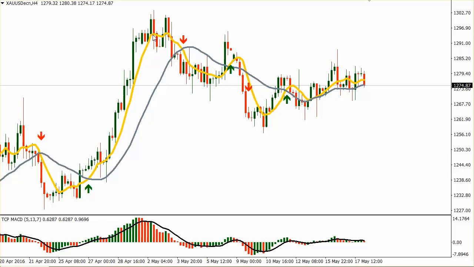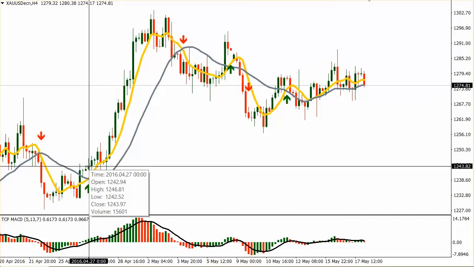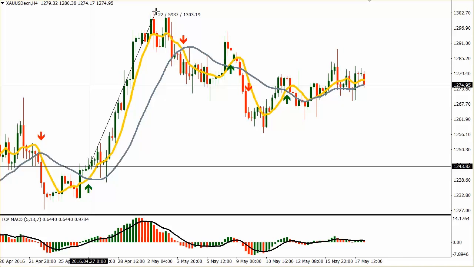This obviously looks like a fantastic trade right here. You could have caught it at around confirmation close of candle at 1243 or just under 1244. Maximum of around a $60 move up to 1300 on gold, which is just short of 6,000 pips.